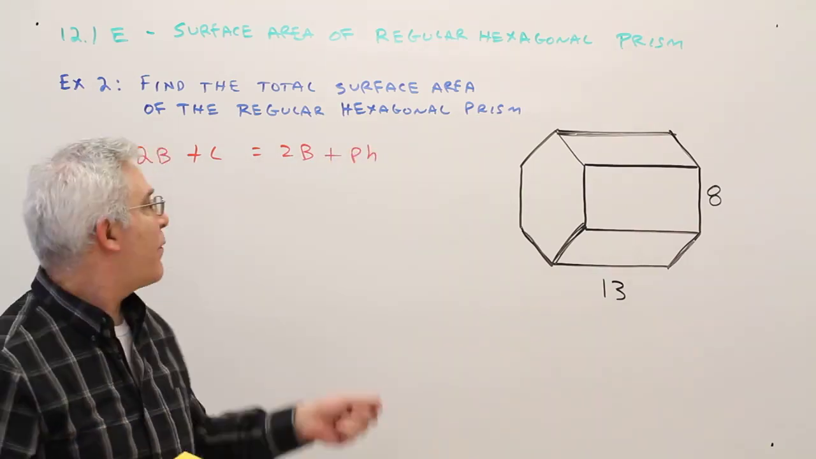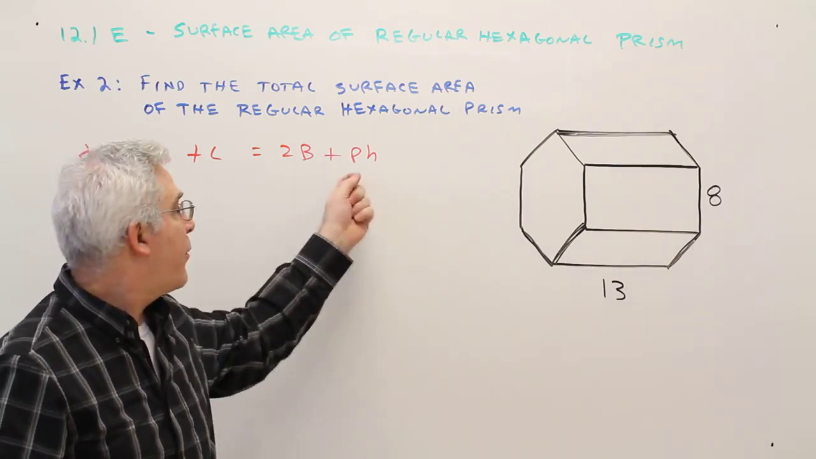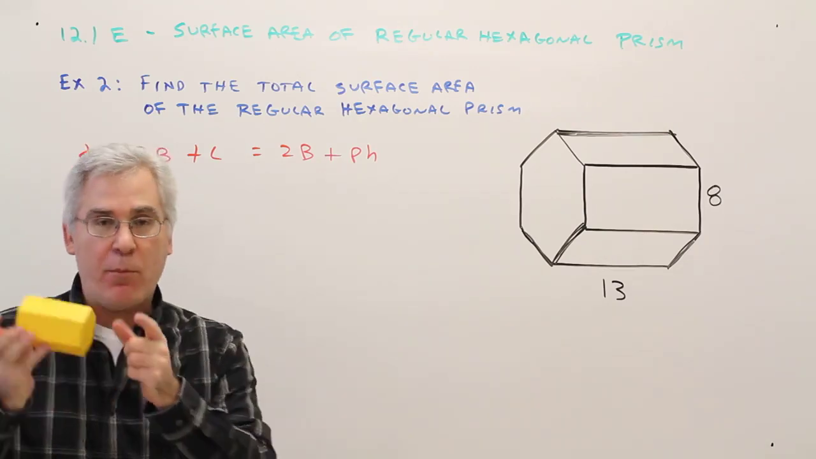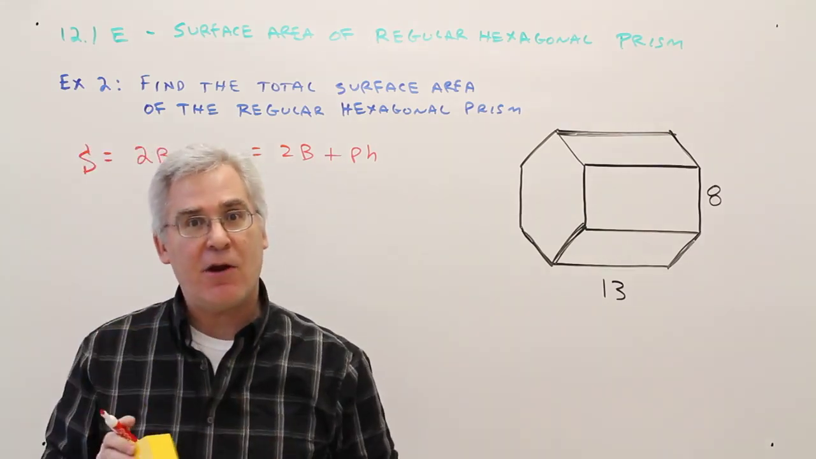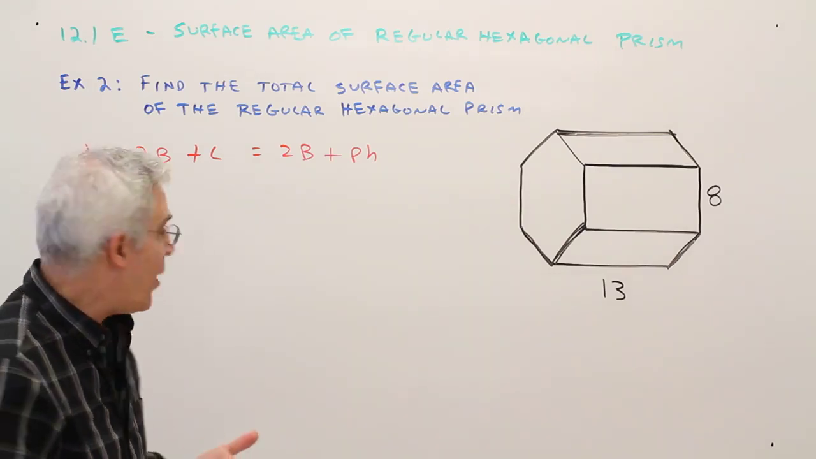So all I'm going to do is find the area of the base, the perimeter, and the height. Well, the perimeter and the height are easy. I can read that right off the drawing. So just really the problem boils down to finding the area of the base. All right, there's a couple ways of doing that as well.